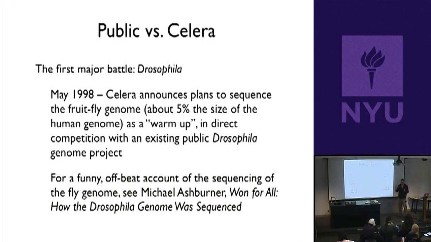Now, the interesting thing about that is that there already was a public Drosophila genome project. Okay, so the same competition that was playing out for the human genome sometime in the future was sort of played out in microcosm for the fly genome. Okay, and there's a book here by a fly geneticist named Michael Ashburner. It's a really interesting account of how the Drosophila genome race happened, because it really has all the same personalities as the human genome race, and he is sort of irreverent enough to actually call people on what they actually said to him at the time.